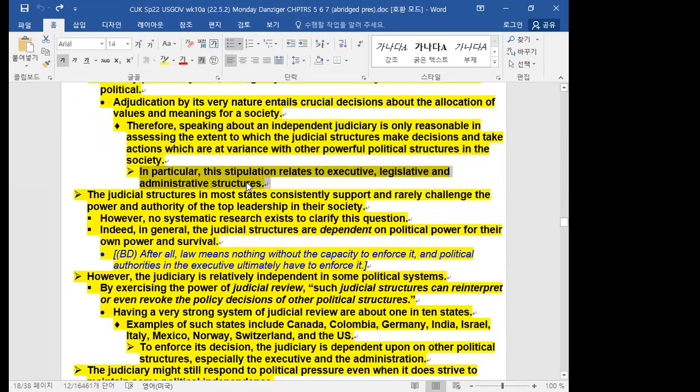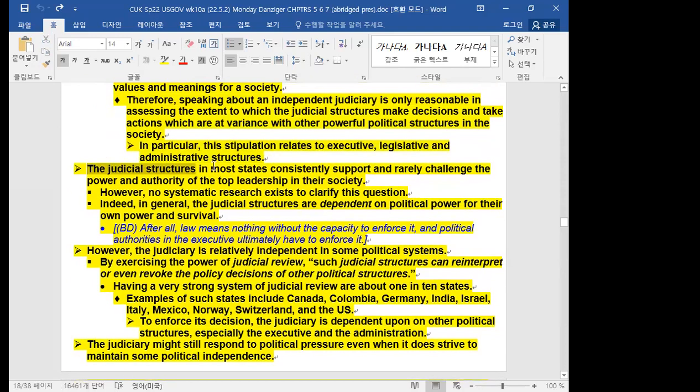So the judicial system is significant, really ultimately only insofar as it stands up to the executive and legislative and bureaucratic structures and their actions by their officials regarding people in the society. And to the extent to which the judicial system actually does that and restrains the bureaucracy or the presidency or the Congress, then we can talk about the judicial system being a real independent branch of government. But in fact, the judicial structures in most states consistently support and rarely challenge the power and authority of the top leadership in their society.